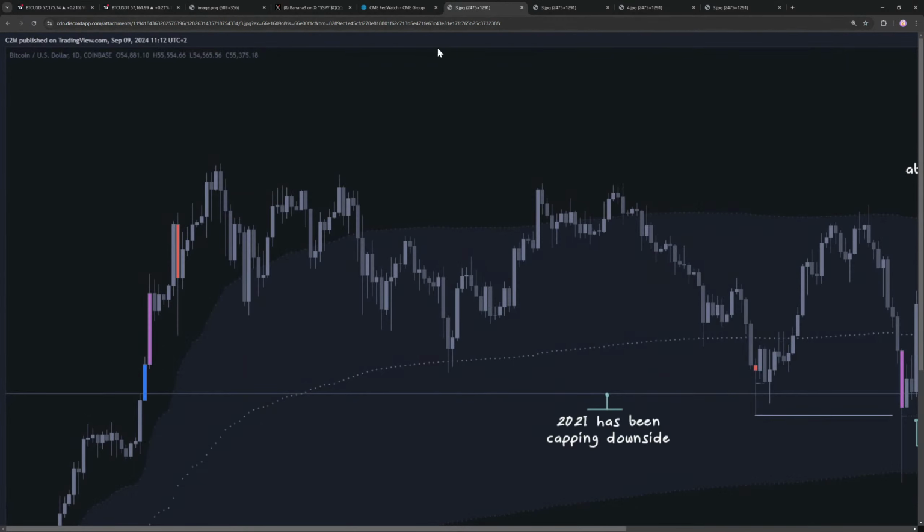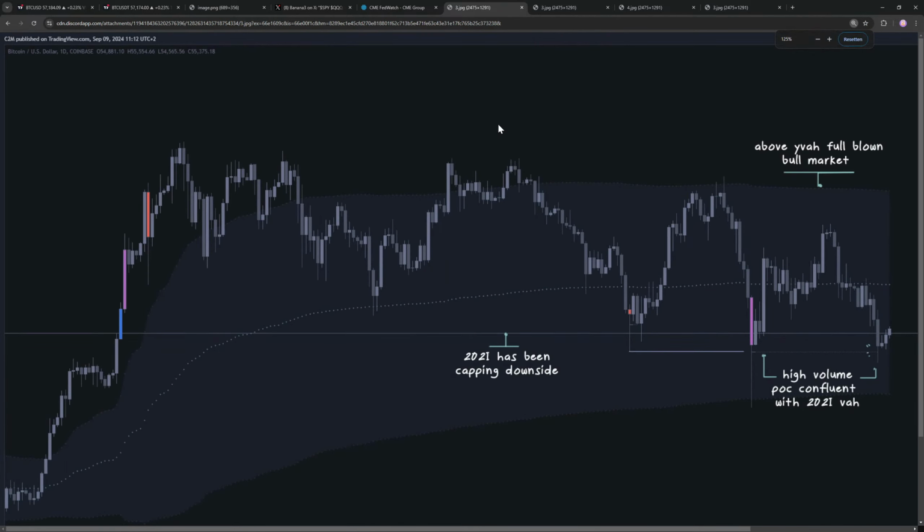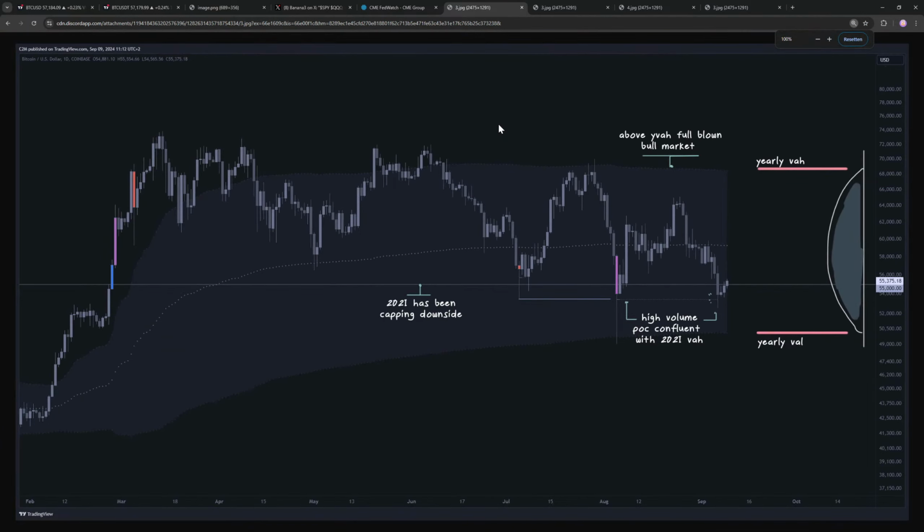The first chart that we are going to be starting off with is Bitcoin on a yearly time frame. Now, I've made some annotations, and essentially what we have right here is that this band is yearly VWAP, and then we've got standard deviation 1, standard deviation 2, right? That's basically forming the developing value on the year.